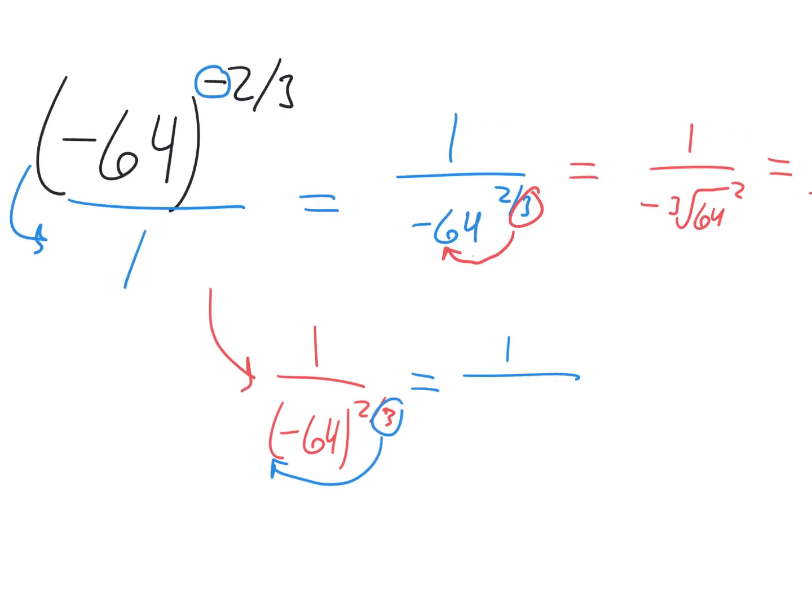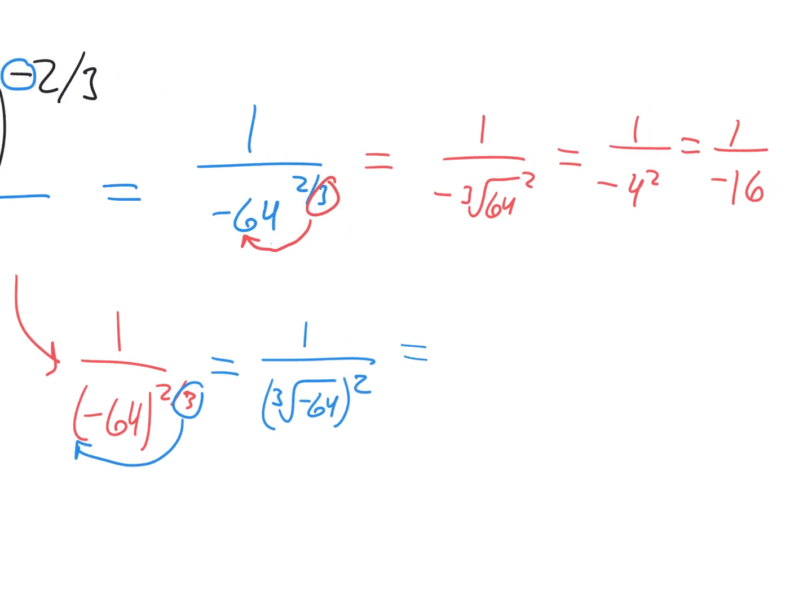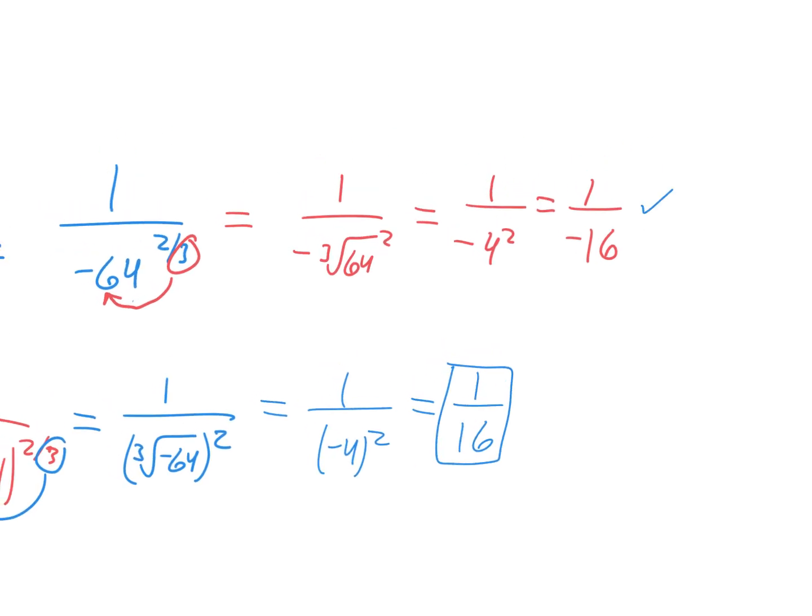If there were parentheses, then you can't assume that it's not. It's just going to disappear from that radical. It's going to be the cube root of negative 64 to the second power. And so I get 1 over negative 4 to the second power, and that is positive 16. All right, I took off a decent amount of points for mixing up that versus that.